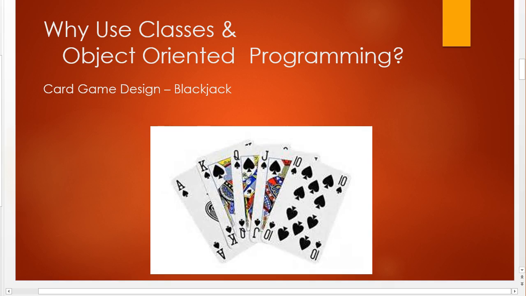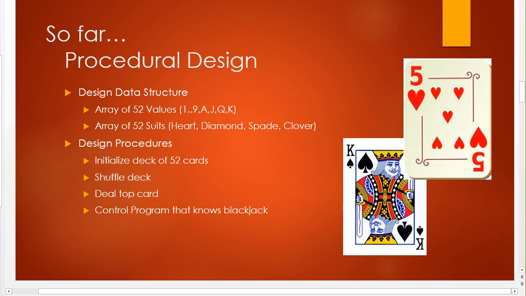So in order to create a program for that game, you're probably going to do something that looks like this. You're probably going to come up with an array of 52 cards. And in order to do that, you're probably going to actually need two arrays. One array is going to hold the value, the face value, like 5 here, or king here. And the other array is probably going to hold which suit it is. So is it a heart, a diamond, a spade, clover?